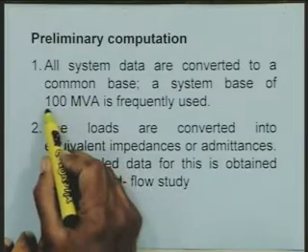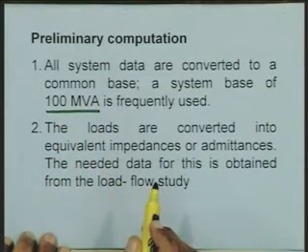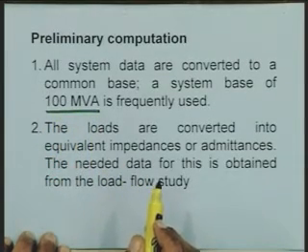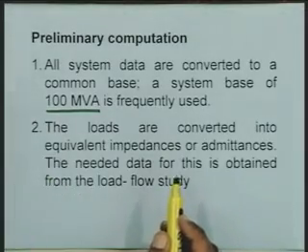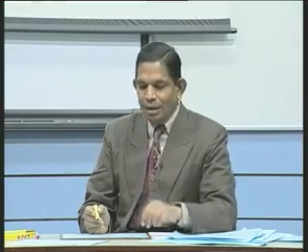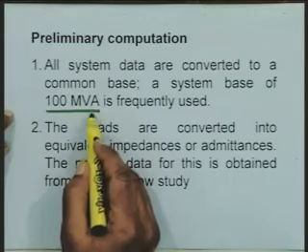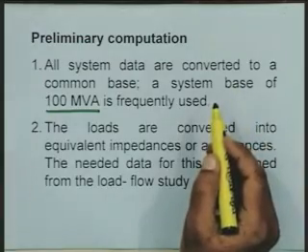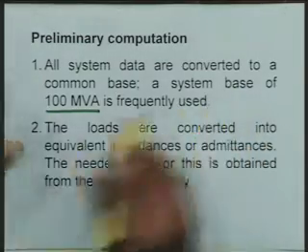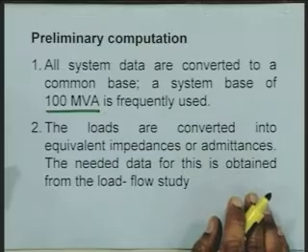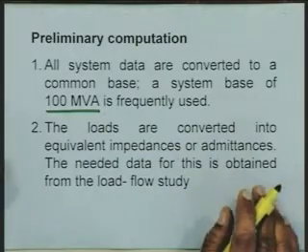But once you are solving a system, you have to convert all the data to a common base, and the common base generally chosen is 100 MVA. 100 MVA is common because it is a little convenient for computations; otherwise there is no such hard and fast rule. You can choose the common base, which involves an MVA base and a voltage base. Voltage in a particular circuit you will choose, and then you compute the per unit values of all the system parameters on the common base.